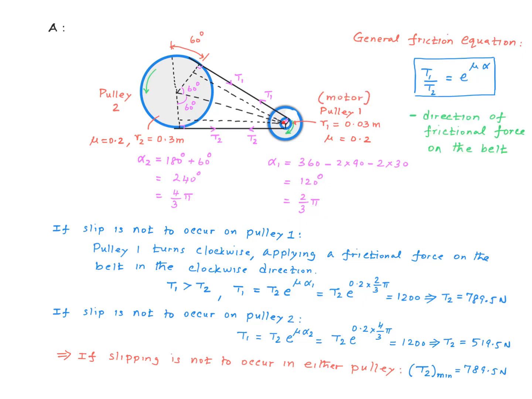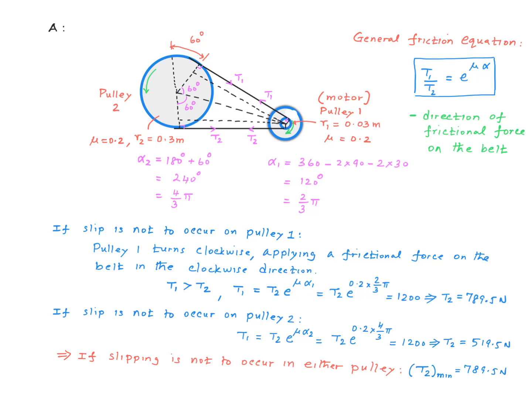Let's assume that the motor here turns in the clockwise direction. When it does, it's going to apply a frictional force in the clockwise direction indicated by the green arrow on pulley 1. T1 therefore equals T2 plus the frictional force, and therefore T1 is greater than T2, right? So on this basis, we place T1 on the left side of the friction equation. So this is the relationship between T1 and T2.